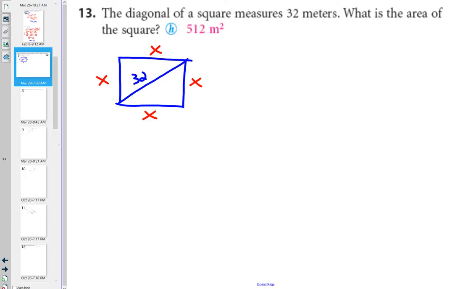And we also know that squares have right angles, right? So if we then kind of erase this, because I don't really care about the square, I care more about the fact that with that diagonal I made a right triangle.